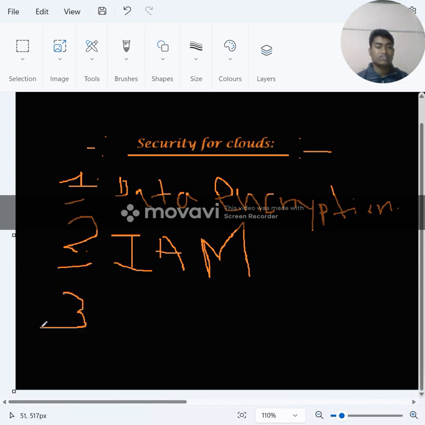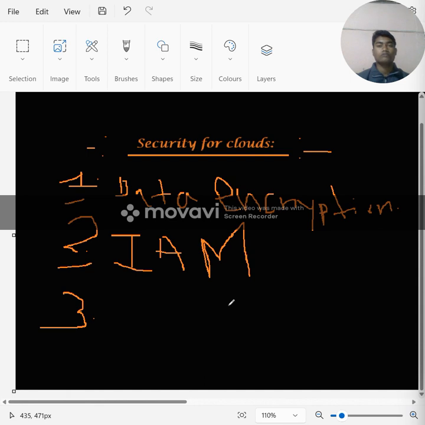And another type is infrastructure security. What is infrastructure security? The cloud provider should secure their physical data centers and network infrastructure to prevent unauthorized access, data breach, or other physical threats. So one is data encryption, one is identity and access management, and one is infrastructure security.